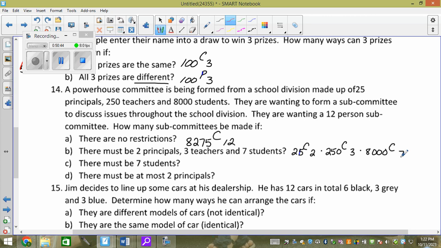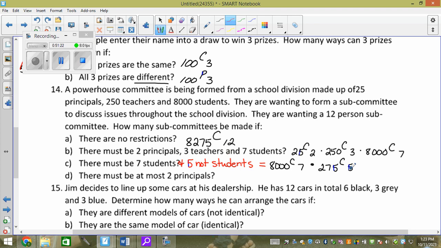Now this one says there must be 7 students. Is that 12 people? You always have to remember when you have subcommittees of 12, you have to supplement, right? So I have 7 students and 5 not students. So 7 students, I do 8,000 C 7, and then I need not students, so everyone else. So that's 275 C 5.